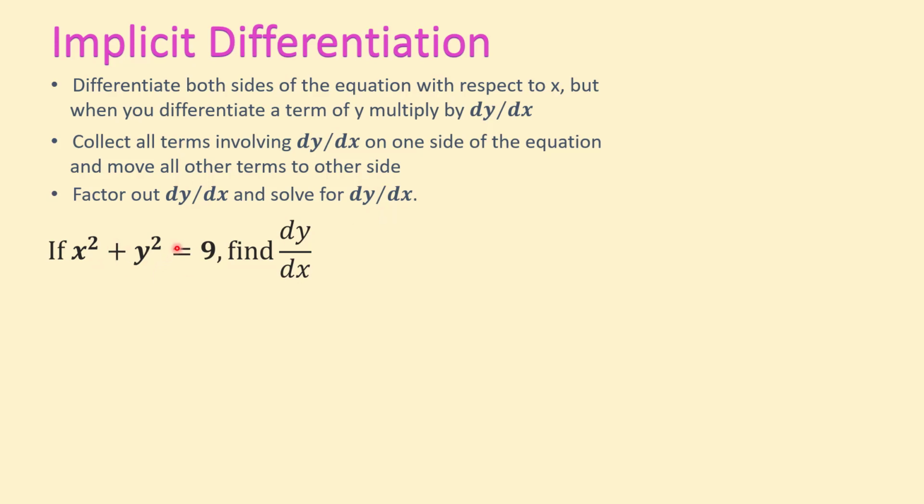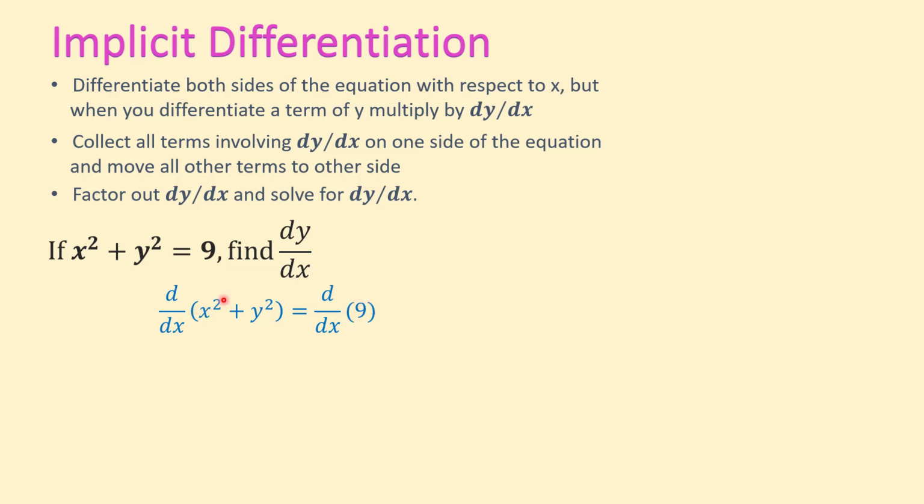x squared plus y squared is 9. We are asked to find dy over dx. The first step is to differentiate both sides of the equation with respect to x. d over dx of x squared plus y squared, d over dx of 9. The derivative of 9 with respect to x is 0. The derivative of any constant is 0.